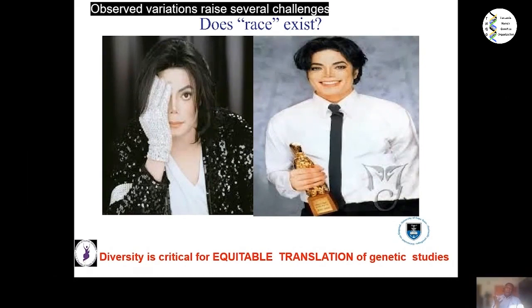Based on what we know about race, just the skin color and the type of hair, you could predict that this gentleman is European, but that tends to be wrong in reality. Now, if you have the DNA of Michael Jackson and you use machine learning tools, we can today predict the ancestry. You can then say he's African American, where some part of his genome comes from European ancestry and some part from African ancestry. Therefore, diversity is critical for equitable translation of genetic studies.